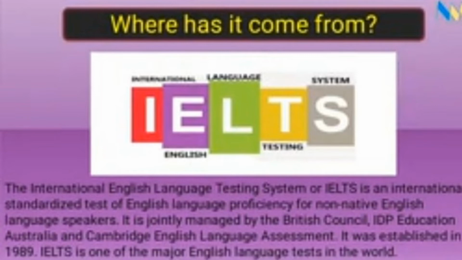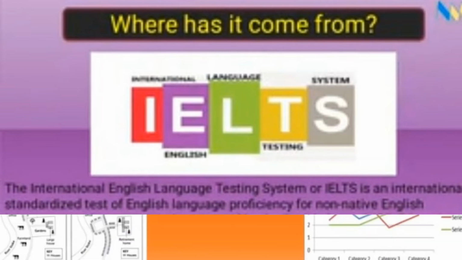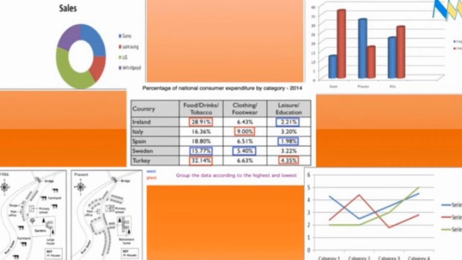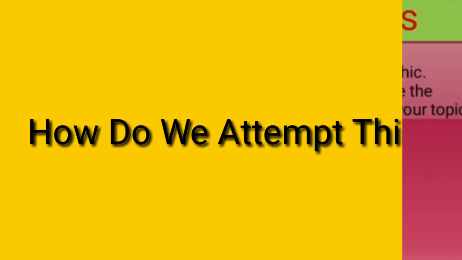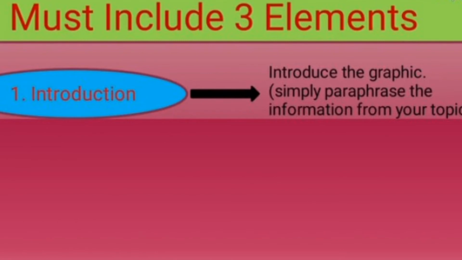So these analytical paragraphs are based on, as I told you, maps, charts, tables or graphs. So the next question which comes to our mind is, how do we attempt this? So children, every analytical paragraph should include these 3 points. We need to keep these 3 points in mind while attempting this question. Point number 1, that is introduction. So here in introduction, you need to introduce the graphics in a simple way.